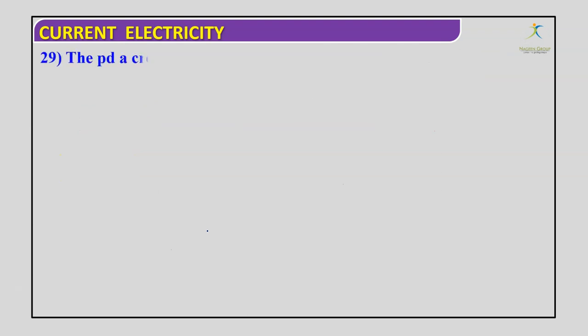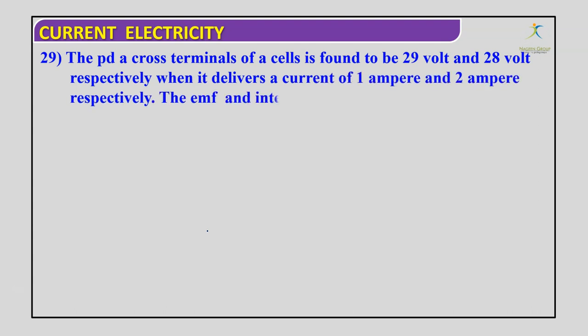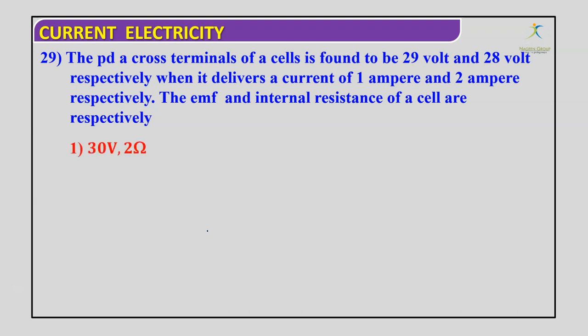The next question we have: the potential difference across the terminals of a cell is found to be 29 volt and 28 volt respectively when it delivers a current of 1 ampere and 2 ampere respectively. The EMF and internal resistance of the cell are respectively: we have these options.